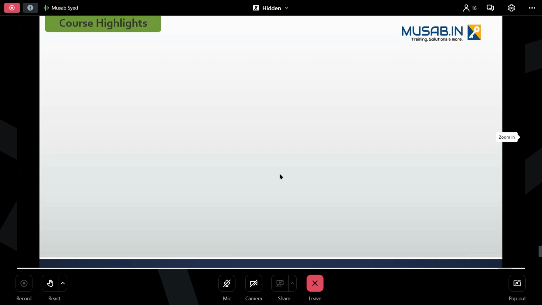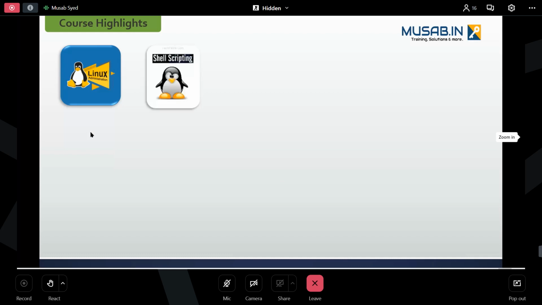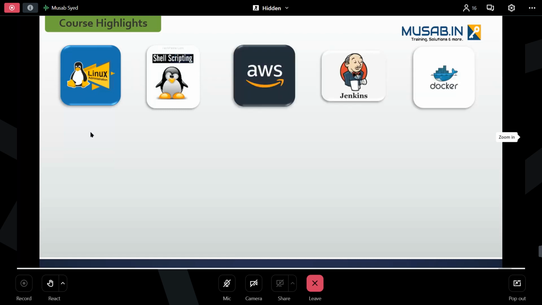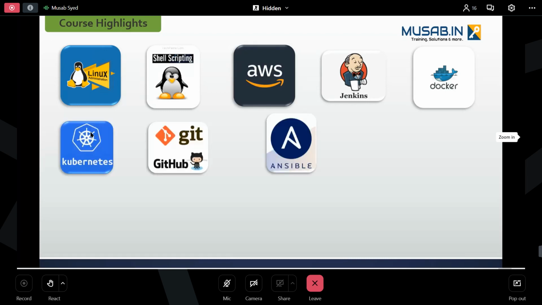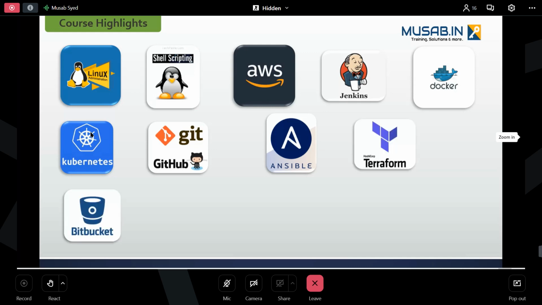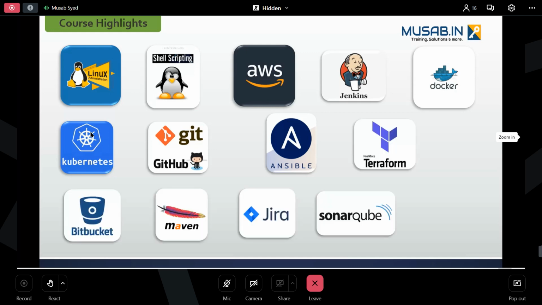Now, what are the important tools that we are going to cover? See, I have mentioned a very limited list here, but so many tools are there. You can take a brochure and see what we are covering. But the important highlights are we will start with Linux administration, shell scripting, AWS Cloud, Jenkins, Docker, Kubernetes, GitHub, and Git also. Ansible automation, Terraform, Bitbucket, Maven, Jira, SonarQube. We have JFrog Artifactory also, and so many other tools available. And in monitoring, we will be going with Nagios. Am I clear? So these are the important highlights.